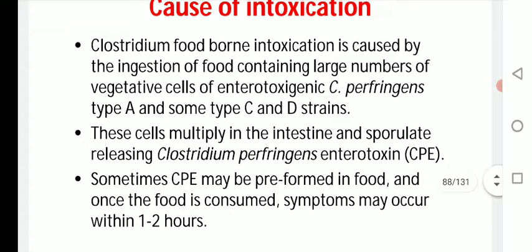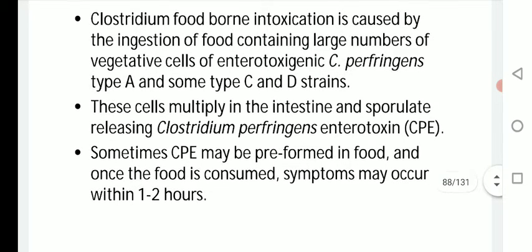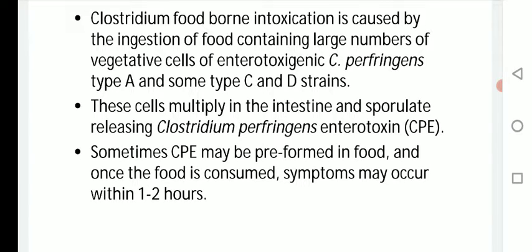Then causes of intoxication. So Clostridium foodborne intoxication is caused by ingestion of food containing large numbers of vegetative cells of enterotoxigenic Clostridium perfringens type A, and some of the types, that is type C and D strains, also cause this intoxication illness. These cells multiply in the intestine and sporulate, releasing Clostridium perfringens enterotoxin, and sometimes CPE may be preformed in food and once the food is consumed, symptoms may occur within 1 to 2 hours.